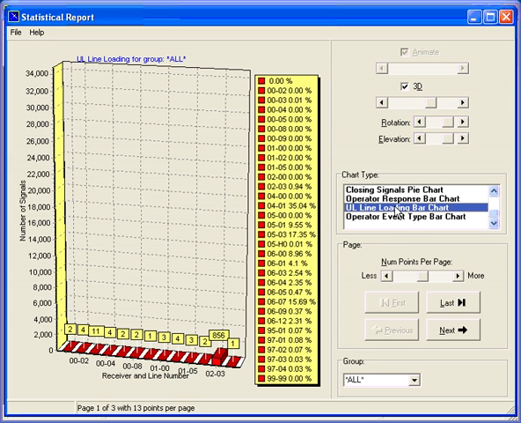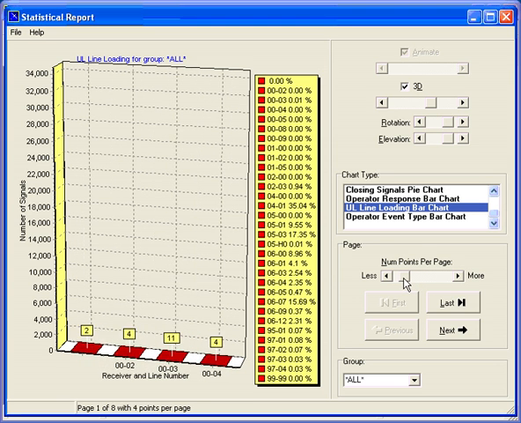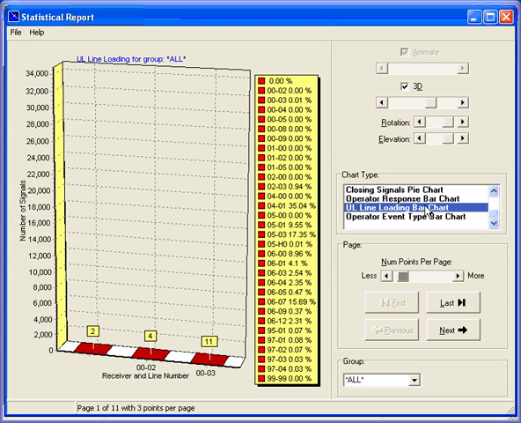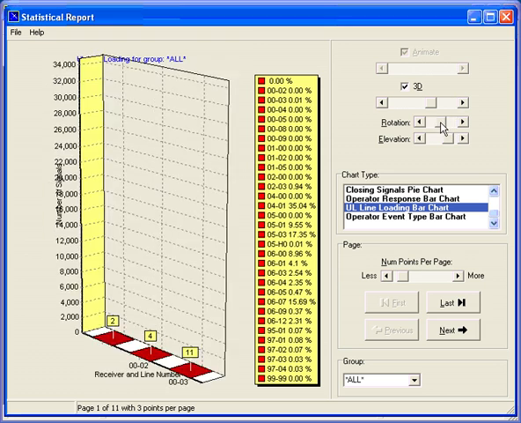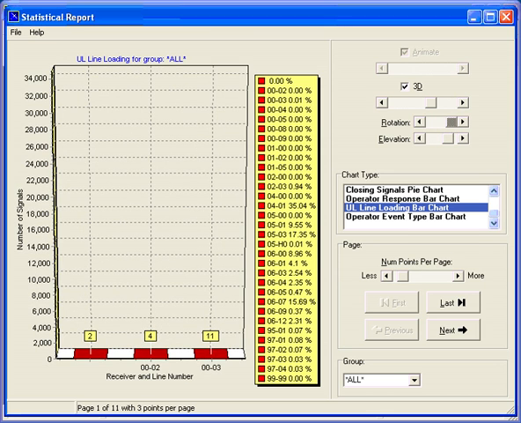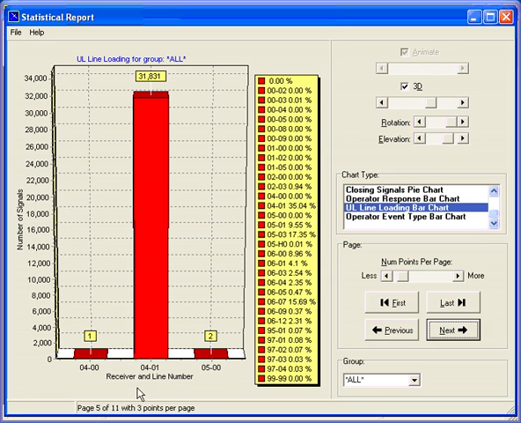We have a UL line loading bar chart. Now I'm going to slow this down just a little bit because I think it's a little bit more helpful. I can see that receiver 0, line grouping 2 has only had 4 signals. Now let's kind of move that on down here and get to some that are a little bit more meaningful. Receiver 4, grouping 0, had 1. Receiver 4, grouping 1, had almost 32,000 signals.